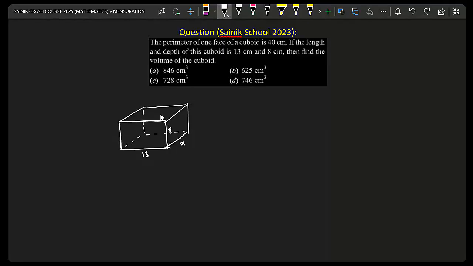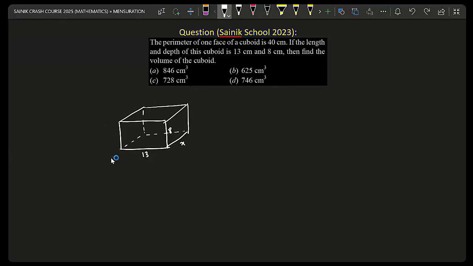Why is it not possible? Sir, option 1 means you said this one, no? Yes, this one, perimeter 40 is not possible. Can you say why? Sir, because 18 plus 13 is equal to 21, into 2 is 42. It's already more than 40, so it's not possible.